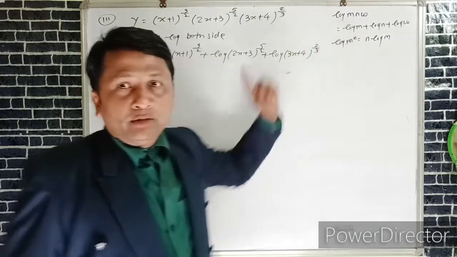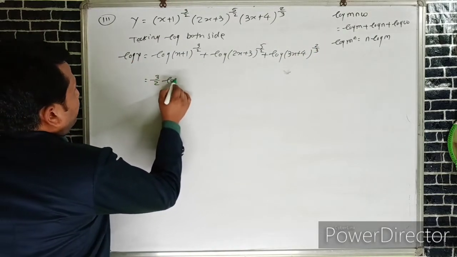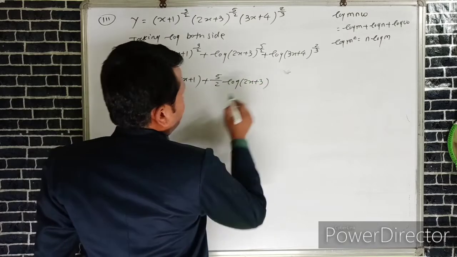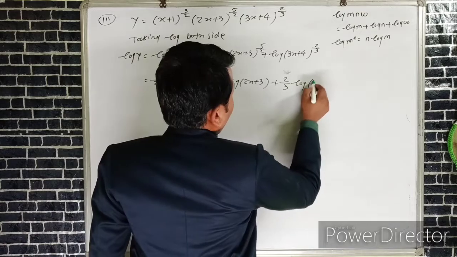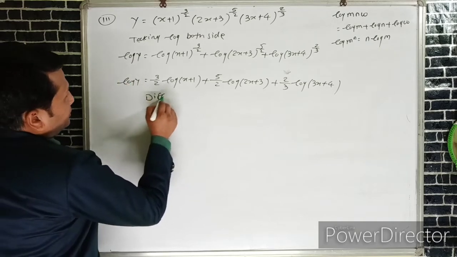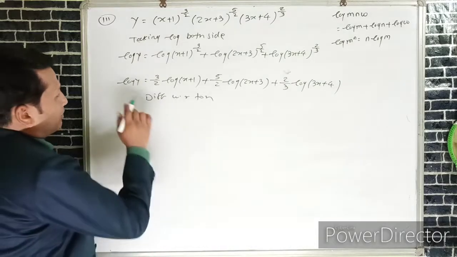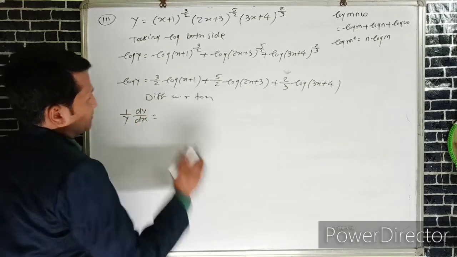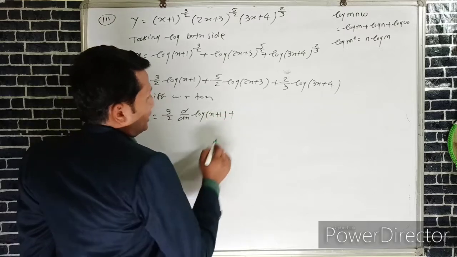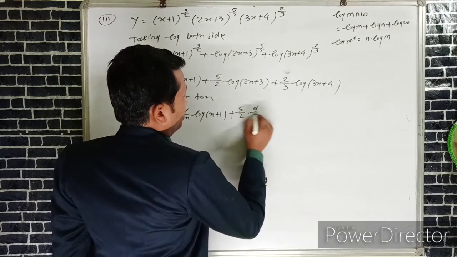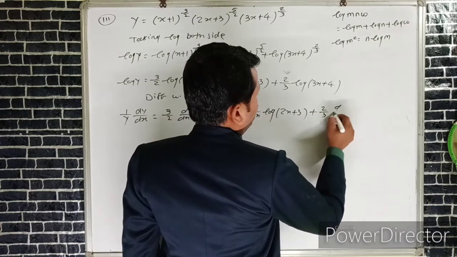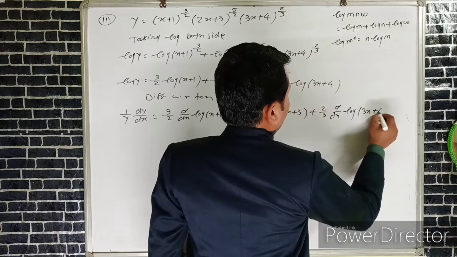After applying log of m raised to the power n, we can write it as 3 by 2 log of x plus 1 plus 5 by 2 log of 2x plus 3 plus 2 by 3 log of 3x plus 4. Now, if we differentiate this function with respect to x, the derivative of log y is 1 by y dy upon dx. Here 3 by 2 is a constant, so we take a derivative only of log of x plus 1. Here 5 by 2 is again constant, we take a derivative of log of 2x plus 3. Here 2 by 3 is again a constant, we take a derivative of log of 3x plus 4.